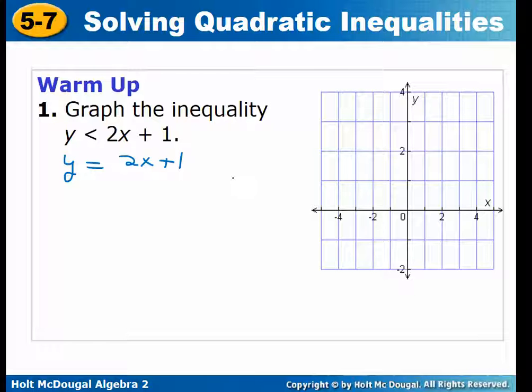And you could graph that using graphing technology like Desmos or Sketchpad or your graphing calculator, or you could say, well, that's in slope-intercept form, so I'd put a point at 1, and the slope is up 2 over 1, and then I would draw a line between those 2 points. And when I draw my line, now I have to think about what does less than mean.